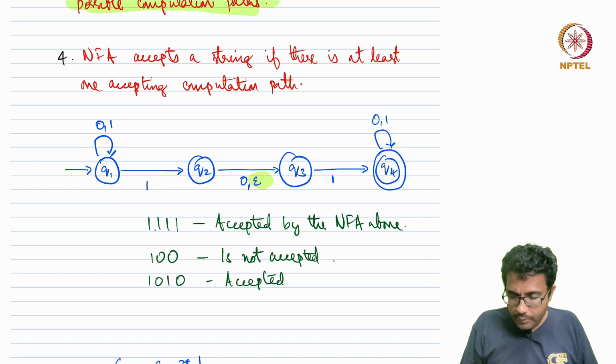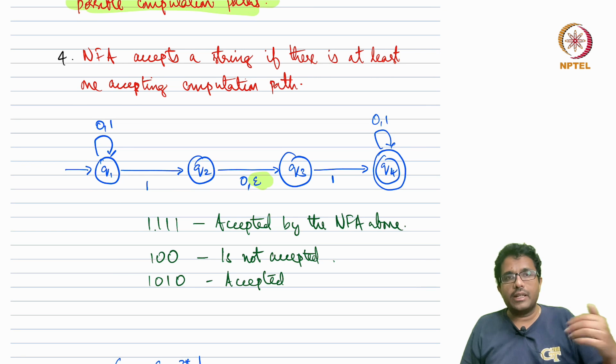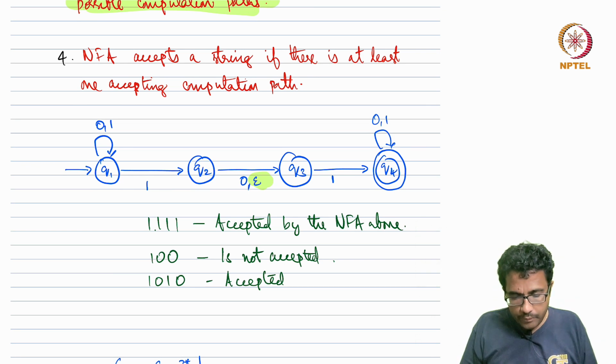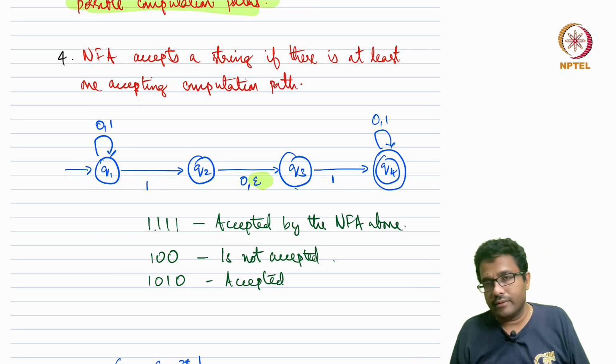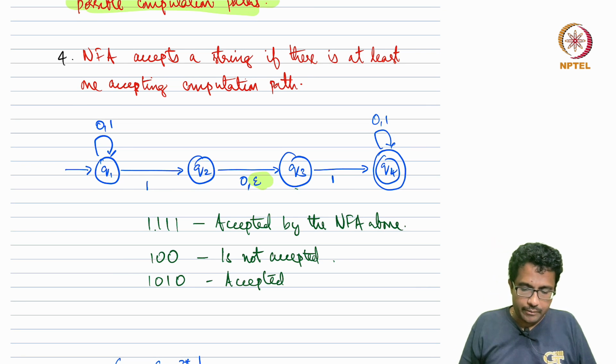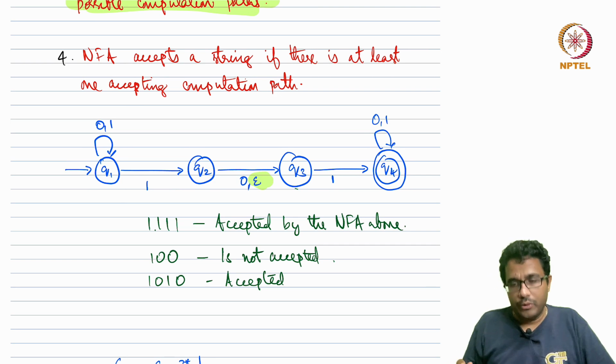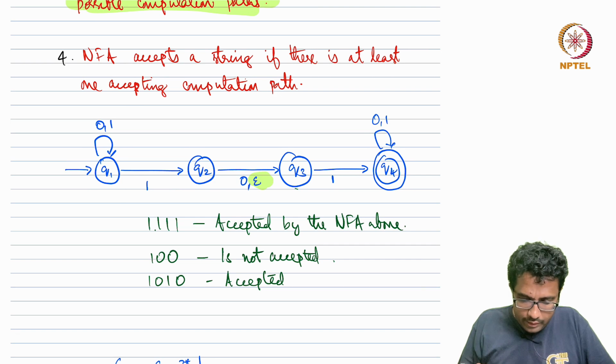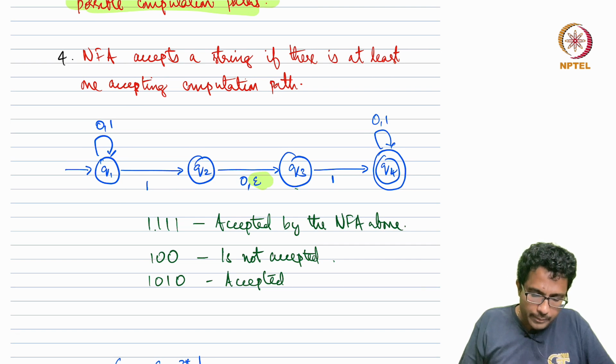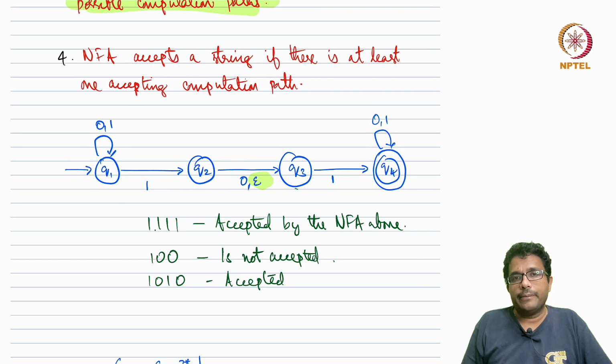Notice that this is the only way this could have been accepted. If you chose to remain at Q1 upon reading the first 1, then you have to remain at Q1 for the 0 as well, because that is the only outgoing 0 available. If you move to Q2 and then take the 0 transition to Q3, you cannot go to Q4 because there is no further 1. So the only way to get accepted is to move to Q2 on the first 1, move to Q3 on the second symbol 0, and move to Q4 on the third symbol 1. You can remain at Q1 throughout, or you can remain at Q4 throughout.